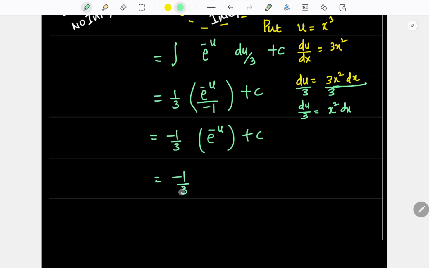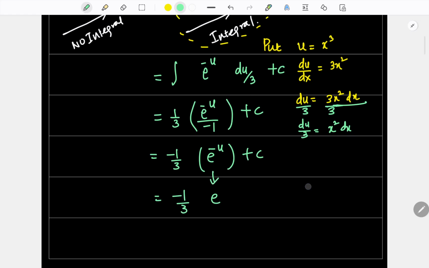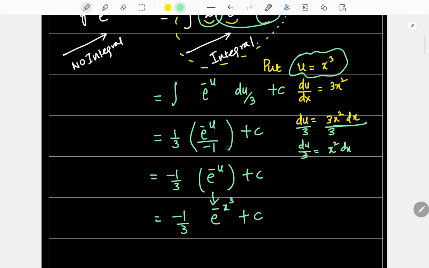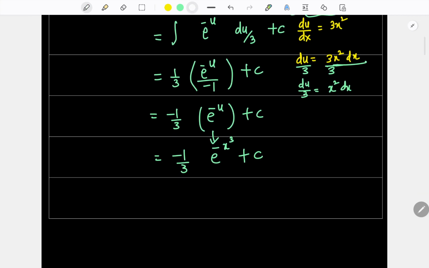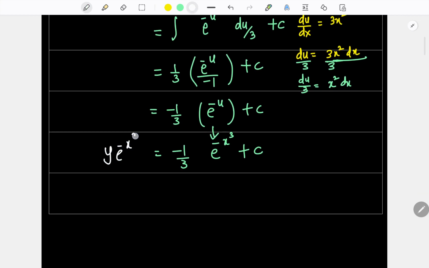This equals minus 1 by 3 e power, and what is u? Your u is your x cube. So e power minus x cube plus integrating constant c. And what is on the left? y e power minus x cube.